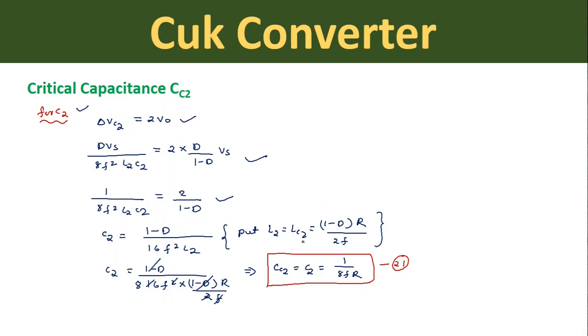Now we will put the critical inductance value LC2, which is equal to 1 minus D into R divided by 2F, in this equation. So we'll get this type of equation. Here the frequency F and this F cancel out. This 1 minus D cancels out, and the 2 cancels out, and here we will get 8. So the final equation of critical capacitance for capacitor 2 will be equal to 1 upon 8 into F R. This is equation number 21 we are putting here.